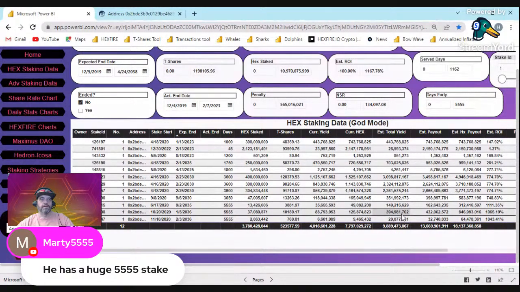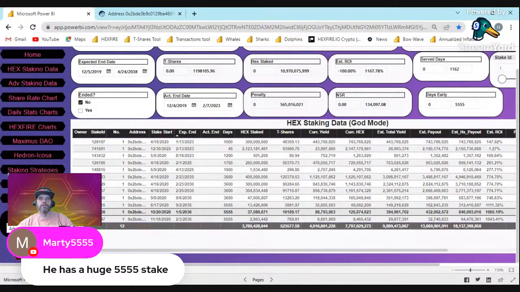I mean, look at that. That's a 10x on this guy, more than 10x. It's 1,000%. He's gonna make some bank for sure.